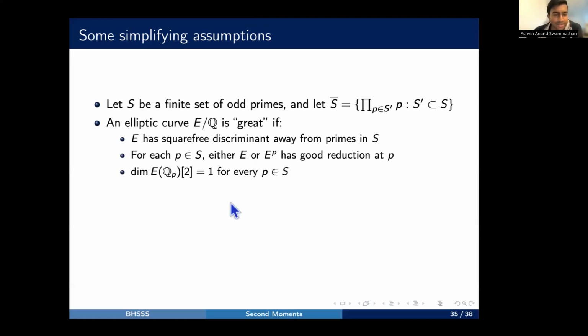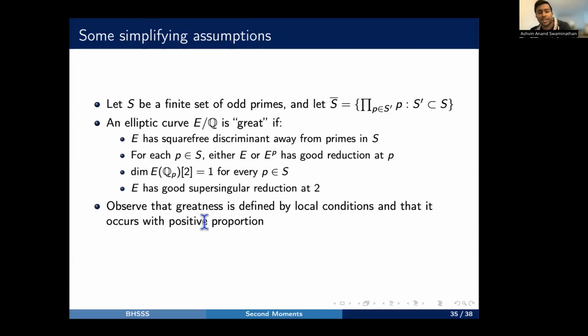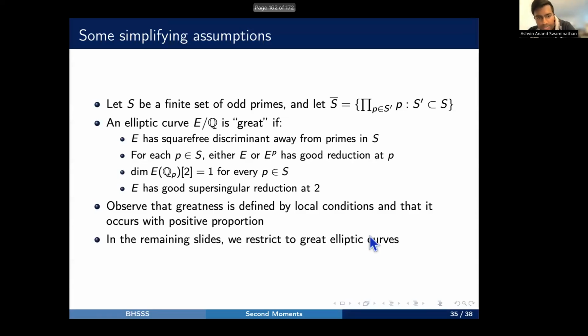The dimension of the 2-torsion of E over Q_P should be 1 for every prime P in S, and E should have good supersingular reduction at 2. All right, so those are the assumptions that make an elliptic curve great. Observe that greatness is defined by local conditions and that it occurs with positive proportion. In the remaining slides, we're going to restrict entirely to great elliptic curves, so every theorem is going to be about great elliptic curves.